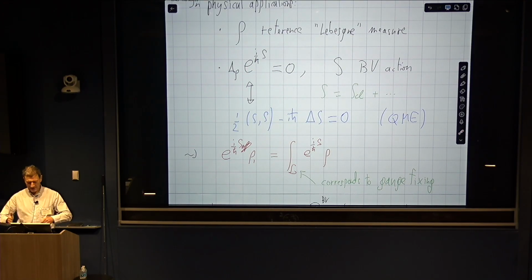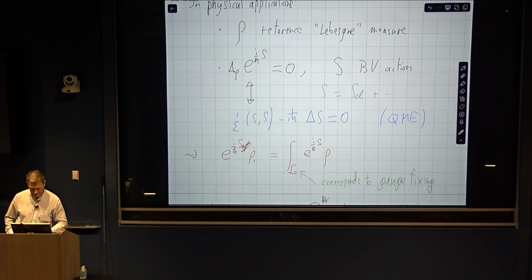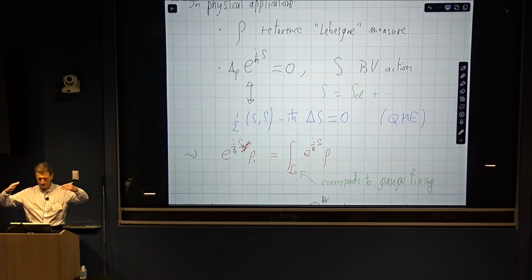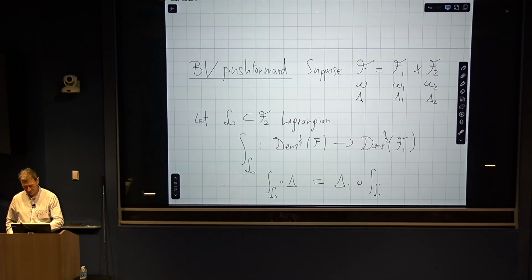Assuming you have a way of regularizing the theory and then also renormalizing if needed, you can make sense of this equation. You can make sense of the integration over a Lagrangian submanifold of an infinite dimensional space of fields. And in particular, you can do this BV pushforward. So I assume now that I have some field theory with a space of fields F, which I can write as a product of spaces of fields F1 and F2. I have an action functional on F that satisfies the quantum master equation.